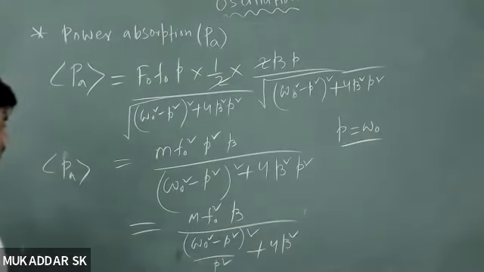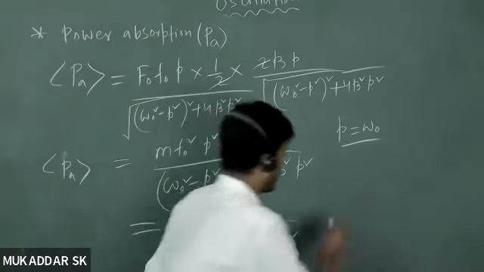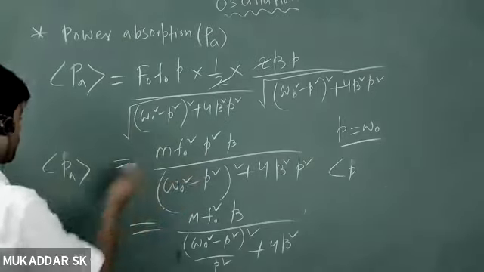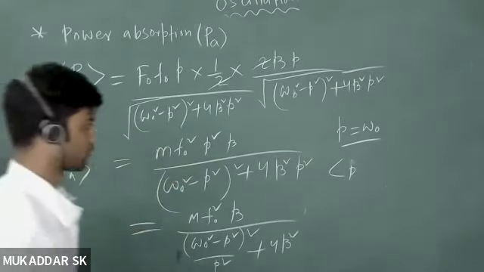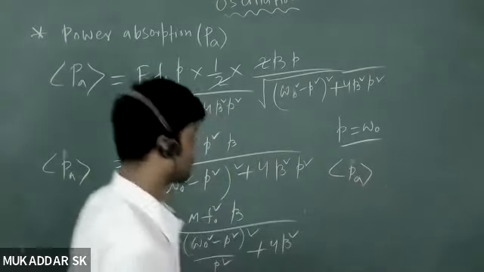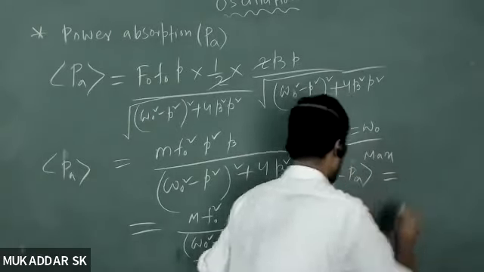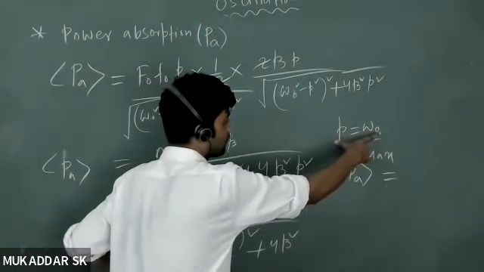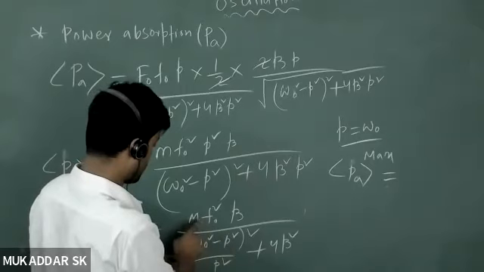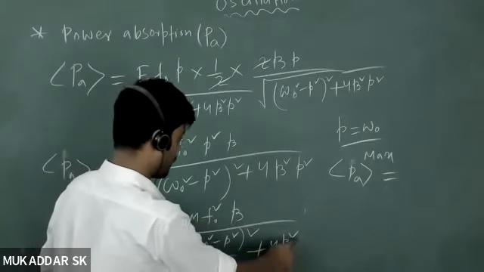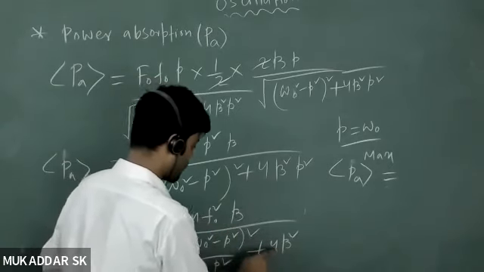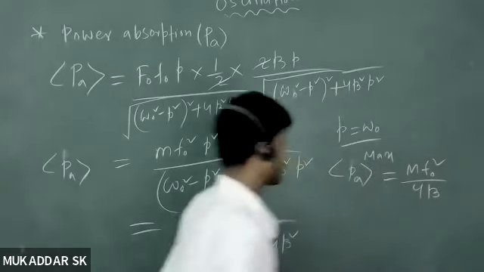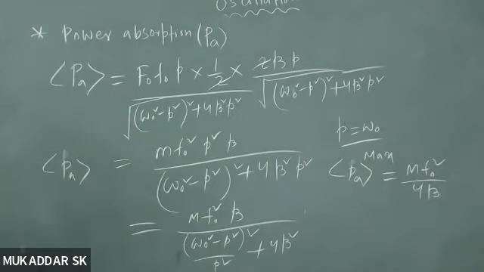Okay, so when p equals omega naught, then you will get maximum power absorption. Please write it as capital P, because small p is your driving frequency and capital P means power. So the maximum power absorption, or time average of maximum power absorption, will be how much now? This term will be 0, because you are substituting p equals omega naught. So how much will you get? m f naught square beta divided by 4 beta square. Beta will be cancelled. You will get m f naught square divided by 4 beta. So this is the maximum power absorption, or time average of maximum power absorption.